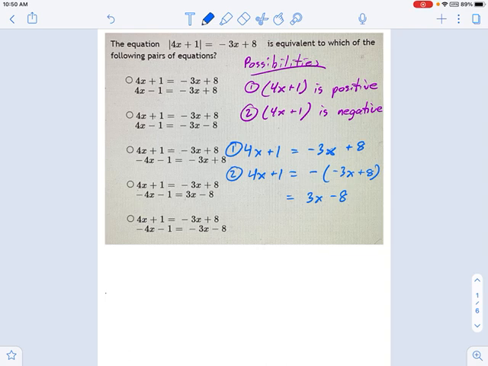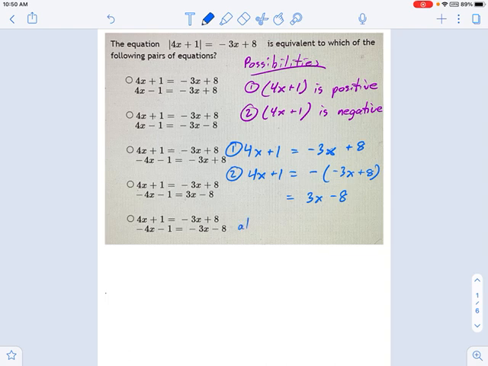And as you look over this list on the right-hand side, you'll see that's not one of your set of choices. Okay, there is no 3x minus 8 over here. The only positive 3x is this one. Actually, okay, so that is an option, 3x minus 8. But look at what we have on the left side. Negative 4x minus 1. That's not exactly the same thing.